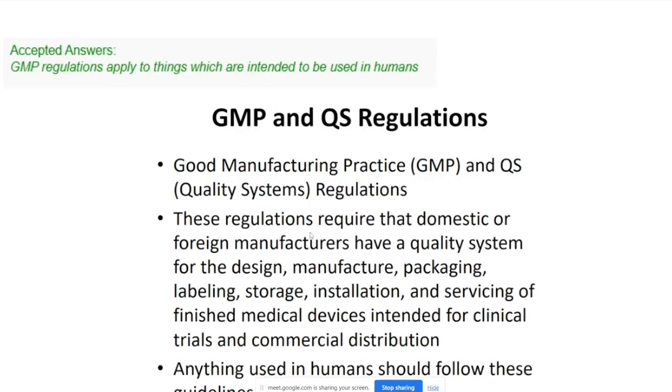And these are basically good manufacturing practices and quality regulations to ensure the quality of the product from the beginning of the design and manufacture to the end distribution. This is for all kinds of products used for clinical trials or commercial distribution. And these should always follow GMP or QS guidelines.